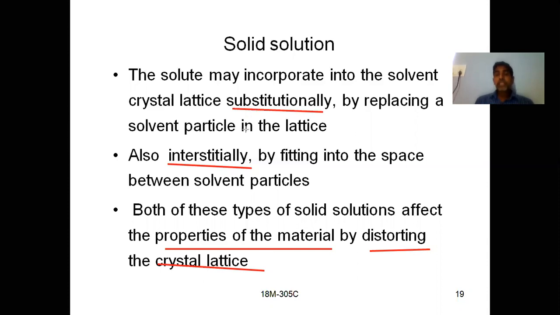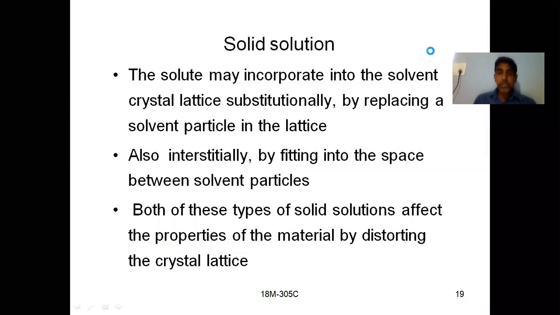So we have substitutional solid solutions and interstitial solid solutions. And here you have to remember one more thing. Because of this interstitial or substitutional solid solution, there will be a distortion in the crystal lattice. Because of the distortion in the crystal lattice, the properties will be changed. And if you go to the next one, I will show you.